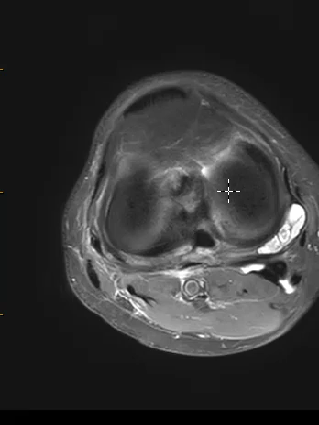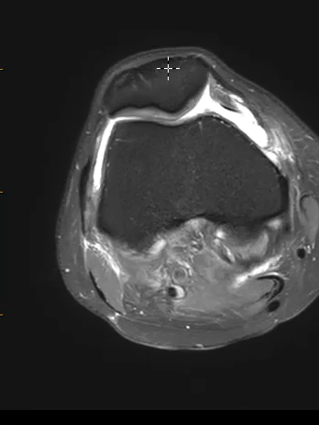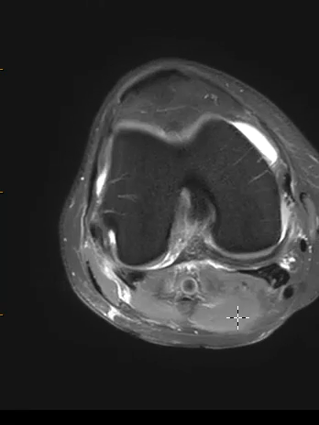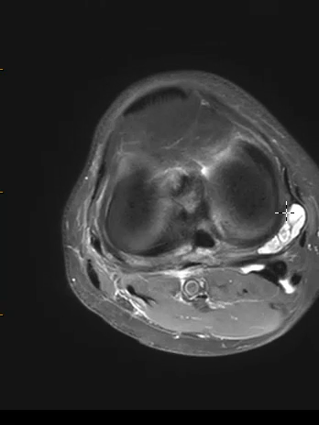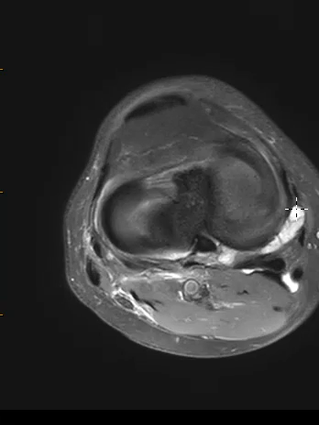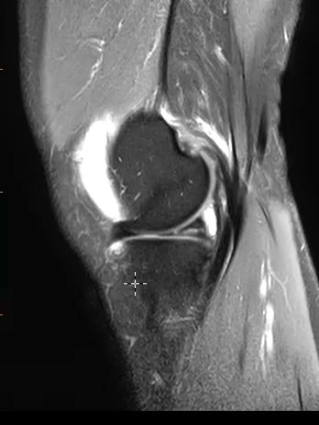meniscus. This is an axial view where you see the kneecap towards the front. There's a kneecap. This is the back, and along the medial side here we see the cyst that's hugging that medial meniscus. One last image here.